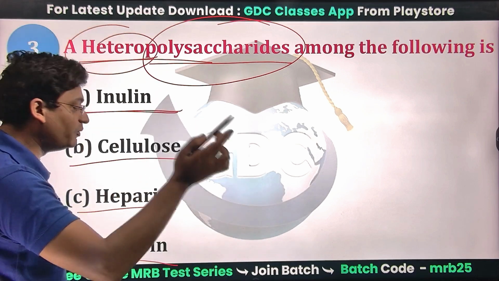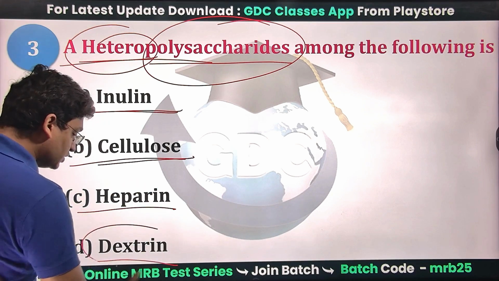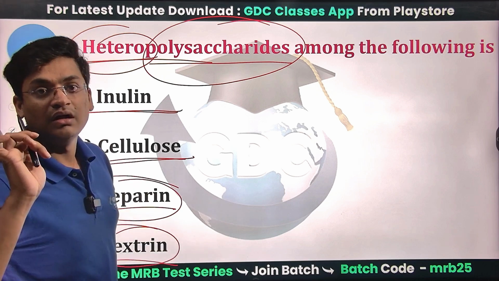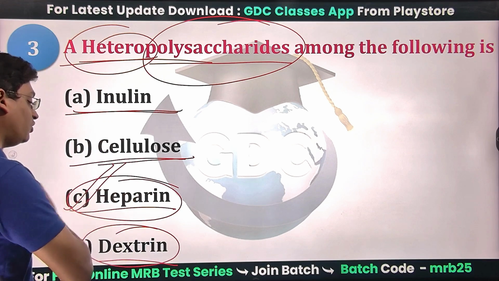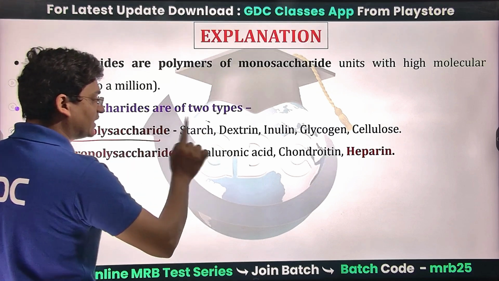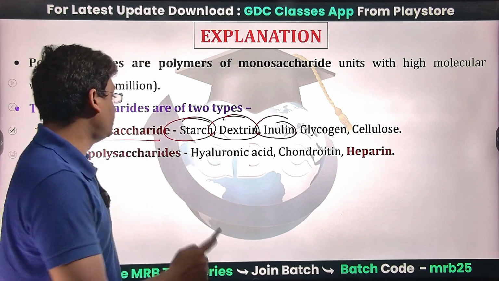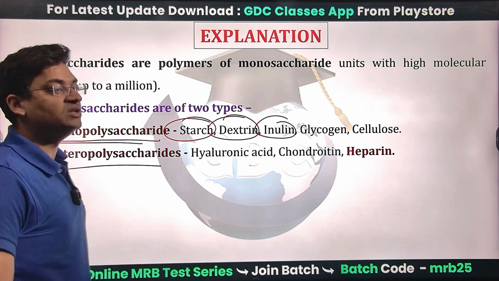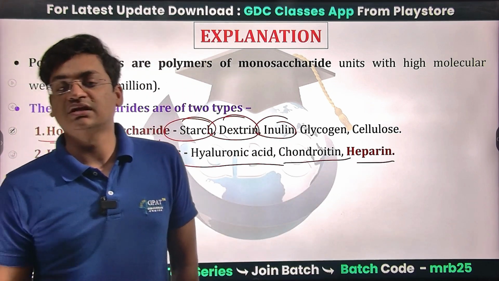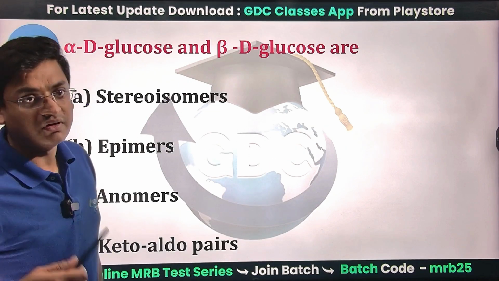Inulin is a homopolysaccharide. Cellulose is also a homopolysaccharide. Dextrin is also a homopolysaccharide. But heparin is a heteropolysaccharide. So C will be the right answer. Homopolysaccharides like starch, dextrins, inulin, glycogen and cellulose all come under the category of homopolysaccharide. While in the case of heteropolysaccharides, we have hyaluronic acid, chondroitin, and heparin. These consist of more than one kind of sugar unit.